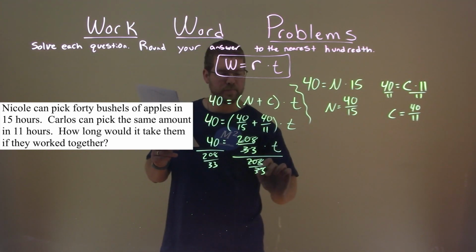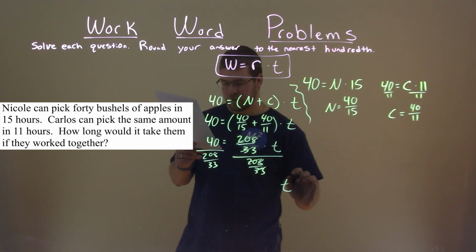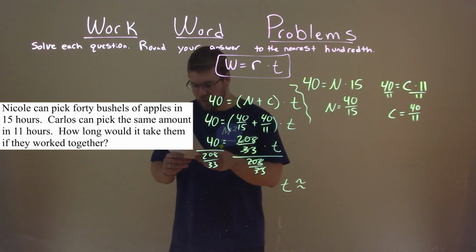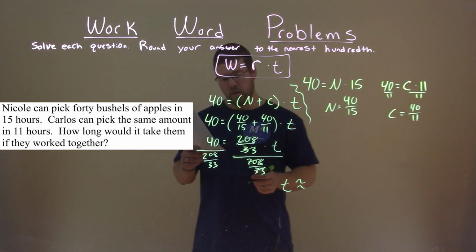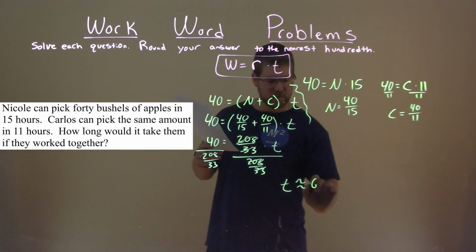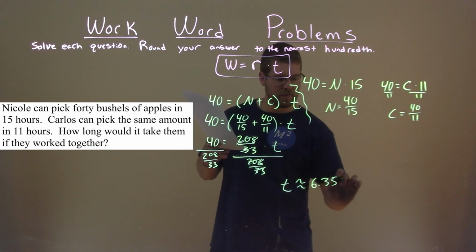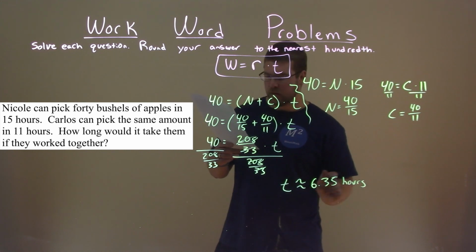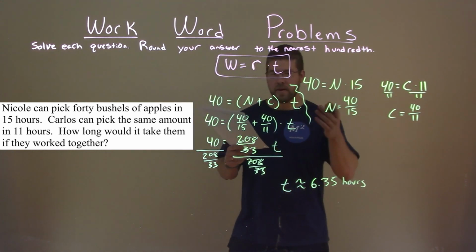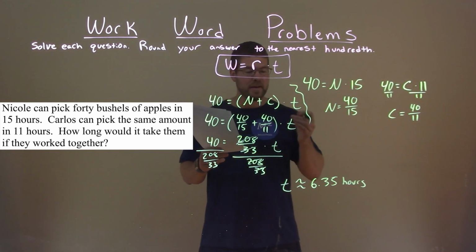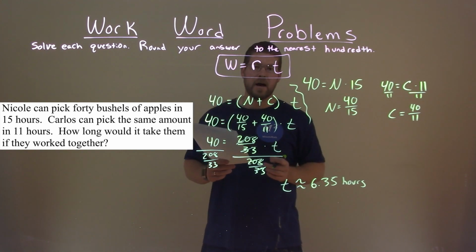These cancel, and we're left with time by itself. It's approximately 40 divided by 208 over 33, which is approximately 6.35 hours. So if they work together, they could pick 40 bushels of apples in 6.35 hours.